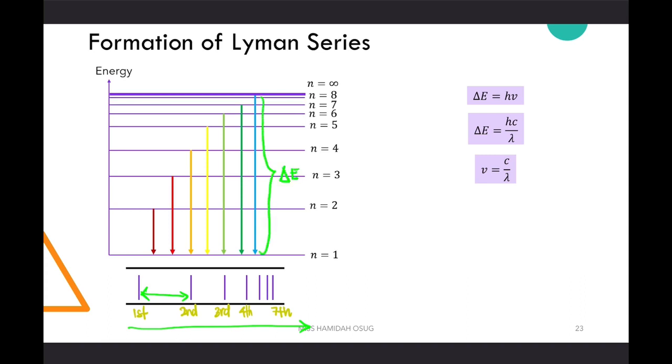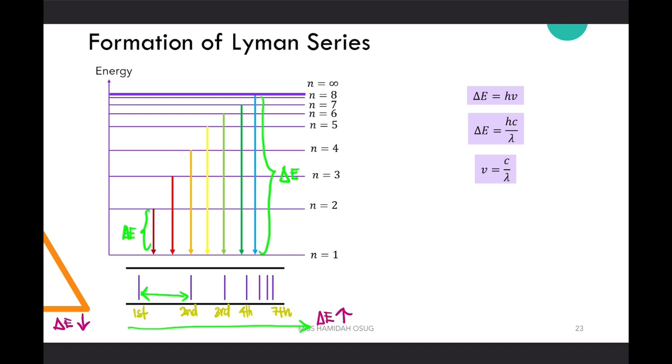Sekarang kita fokus kepada gambar rajah energy level diagram. So kalau kamu nampak garis yang berwarna biru itu, dia punya delta E adalah sangat besar jika dibandingkan dengan garis yang berwarna merah di sebelah kiri sekali itu. So ini bermaksud delta E bagi garis the 7th line is the largest. Lepas tu delta E for the first line is the smallest.